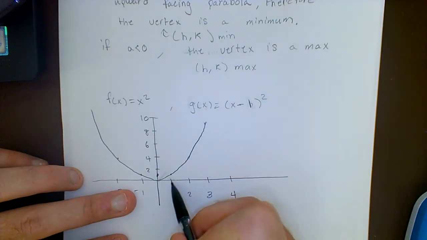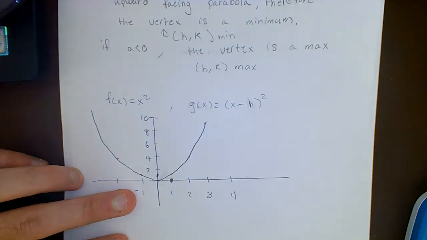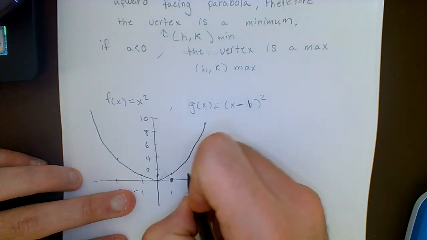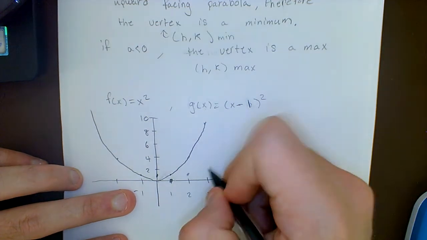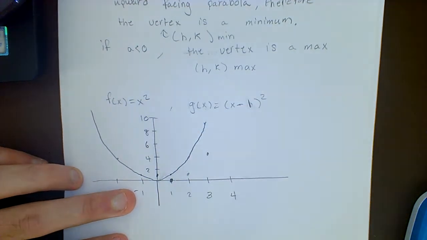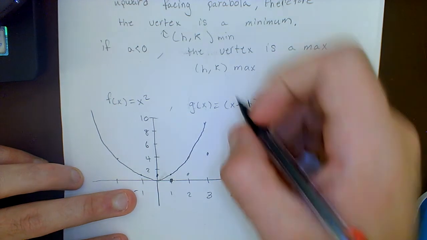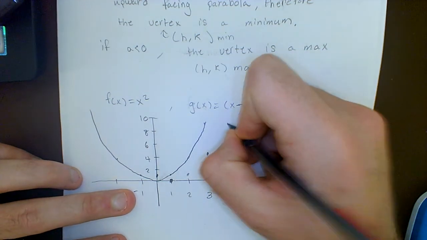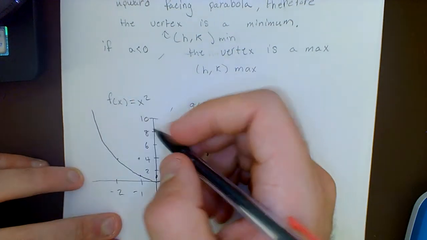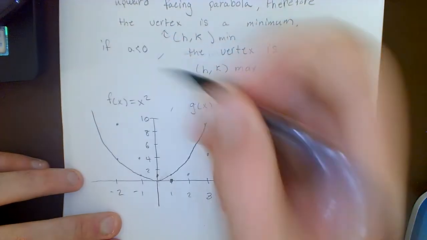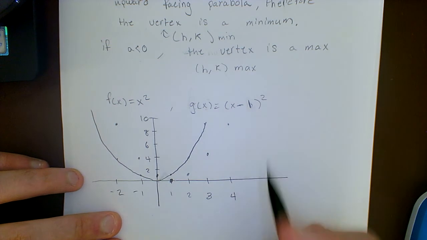Now if I do 1 minus 1 squared, that's 0 squared, so it's 0. 2 minus 1 squared is 1. 3 minus 1 squared is 2 squared, so it's 4. And then 4 minus 1 squared is 3 squared, so it's 9. So we can now see why exactly the minus, if you want to shift it to the right, you have to subtract the number.